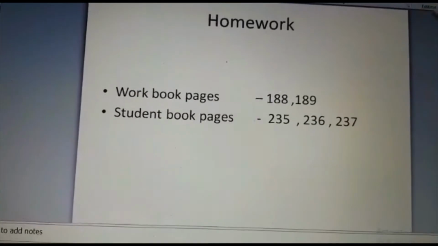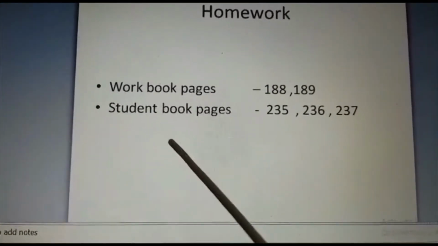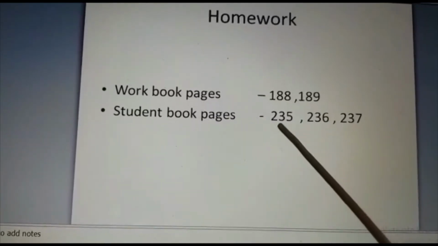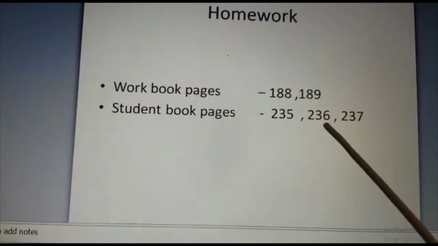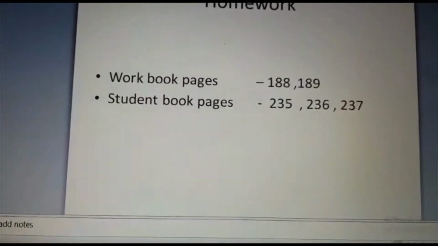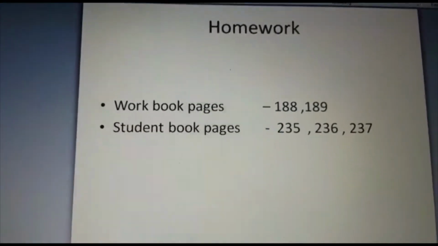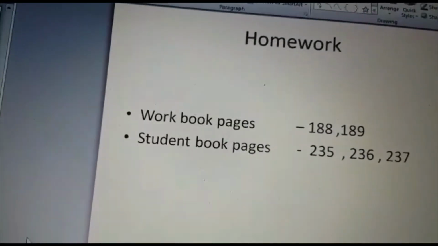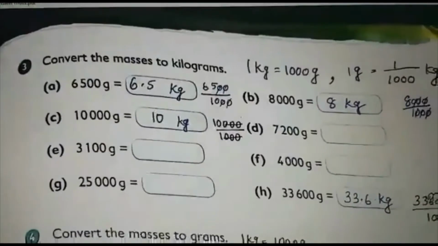And not only that, not today. In 2-3 days you just go through that and finish it. So in the student book, pages 235, 236 and 237. I will discuss the answers for page 237. That is the conversion I already explained. So what you should do, first you do this and then after that you come and check the answers. We can check the answers here also.